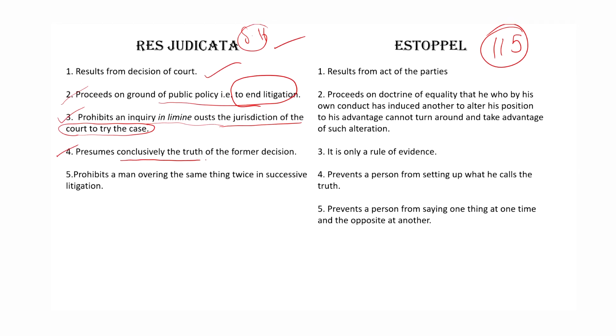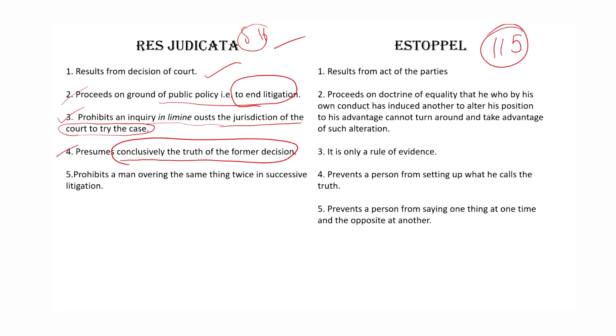So, the fourth one presumes conclusivity of the truth of the former decision. A judicial decision must be accepted as the correct one. This is the meaning of this fourth condition. Conclusivity: what the court has decided is conclusive, because the court has given time and applied its judicial mind. Now you cannot raise any doubt on the integrity of the court. So, that is conclusive.